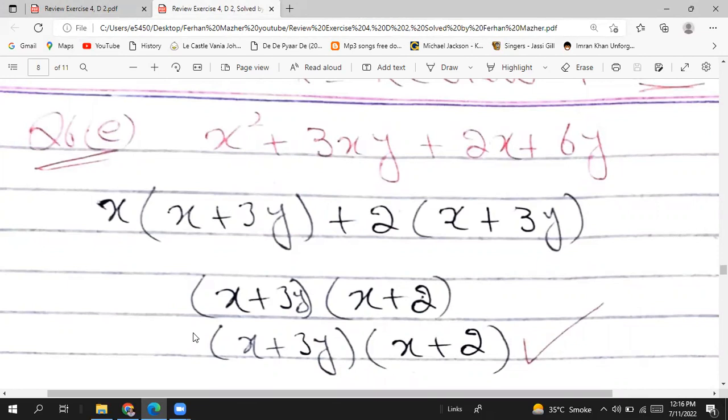Then in the last two terms, you can see plus 2 is common. So take that 2 common. Inside the bracket, you are left with x plus 3y. Now you can see x plus 3y can be common from both the terms. So you will have x plus 3y in one bracket, x plus 2 in the other bracket. This is how you will factorize question number 6.